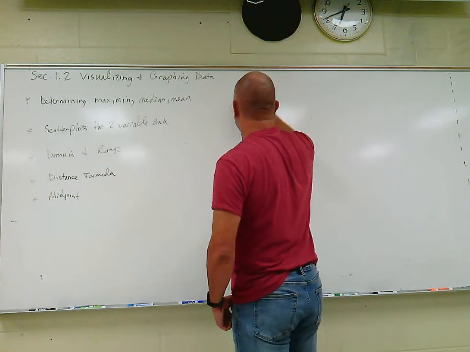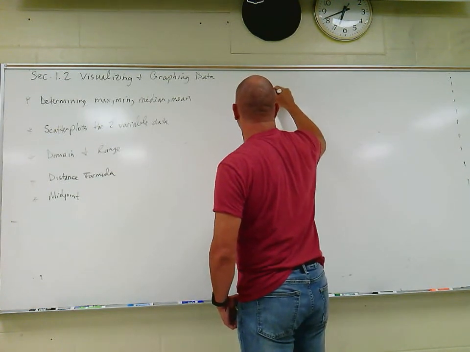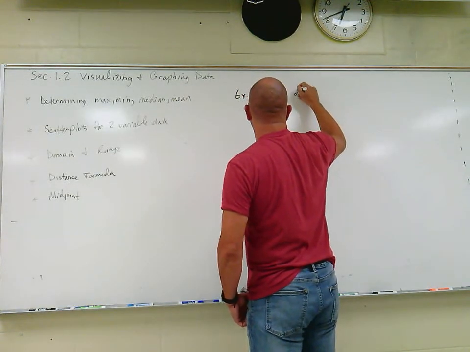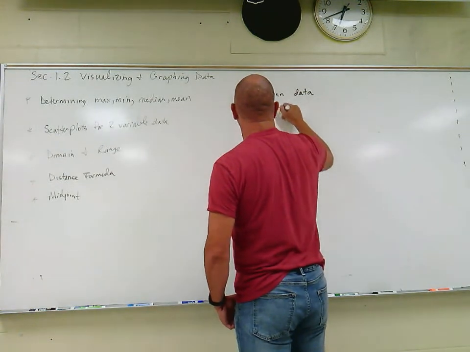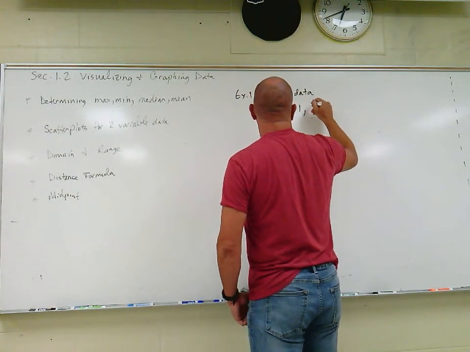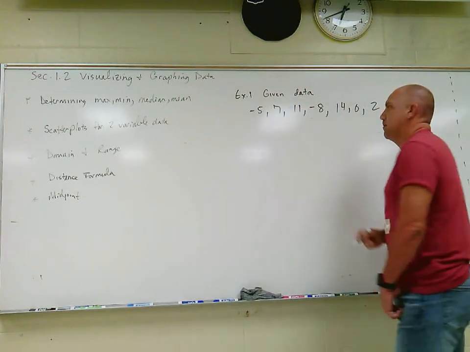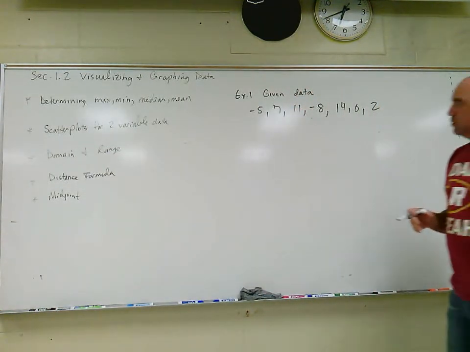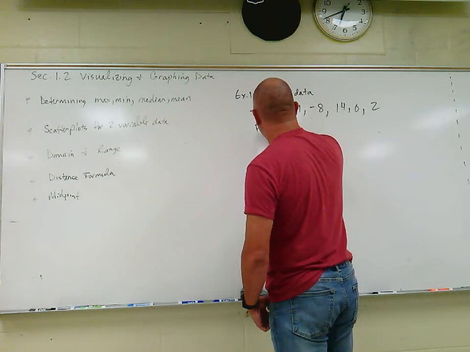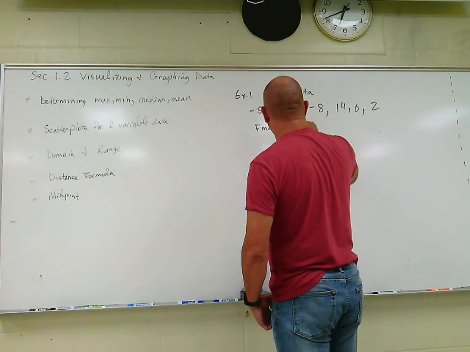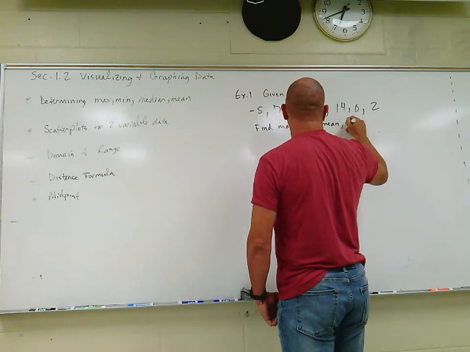If I just give you some random data, so we'll call this example 1. So let's just say we're given this data, whatever it stands for. Let's just say we got -5, 7, 11, -8, 14, 0, 2. All right. So the question is going to be find the max, the min, the mean, and the median.